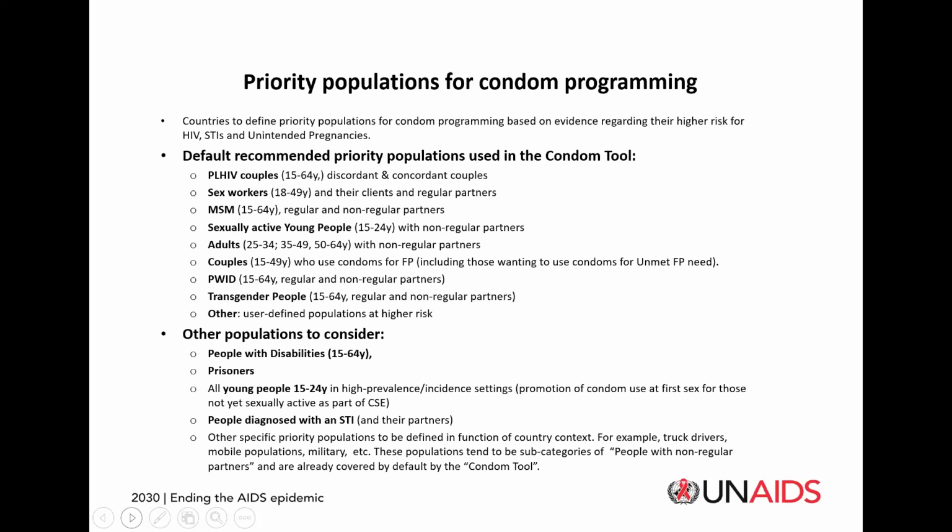And the tool, based on what we know and the evidence we know, proposes a standard set of priority populations: people living with HIV, sex workers, men who have sex with men, sexually active young people, adults with non-regular sexual partners, couples who need condoms for family planning, people who inject drugs, transgender people, and then it allows countries and users to define other additional populations at higher risk, depending on your specific context in your country. Next slide, please.